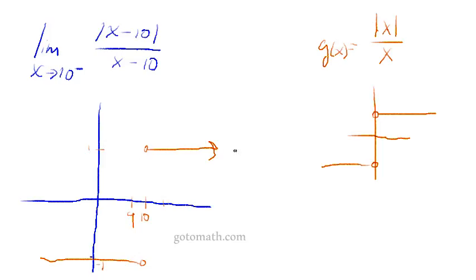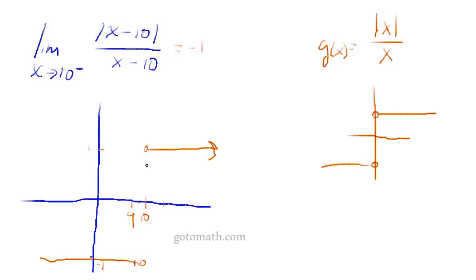So this is what our graph looks like. It's basically two horizontal lines. But we're coming in from the left-hand side, because that's what this negative sign states here, that we're coming in from the left-hand side. So as you can see, as we get closer and closer to 10 from the left, our y value is still staying the same. It's staying at negative 1.